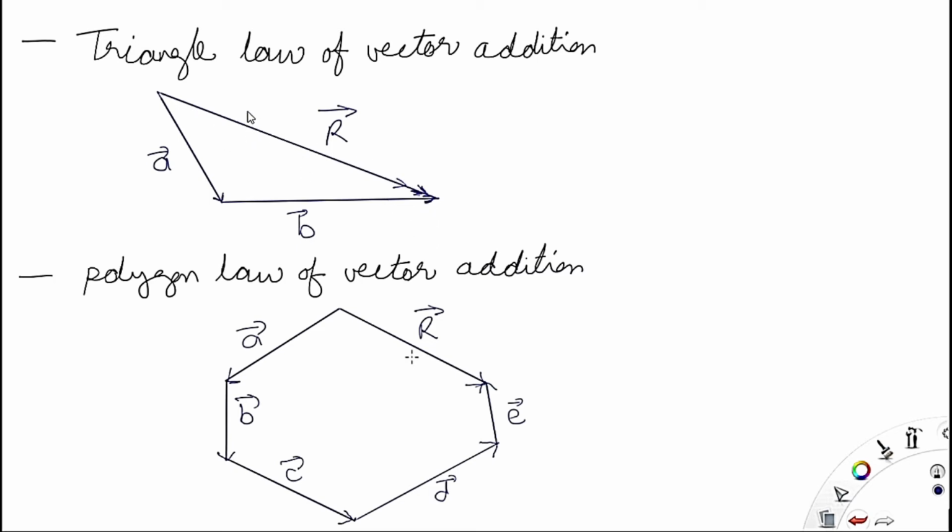A and B have the same sense, and R is opposite to that. Okay, so this is the triangle law of vector addition. Then this is A, this is B, and this is R. Okay, so R is opposite to that of the A and B sense. Whatever the sense is of A and B, R is opposite to that.